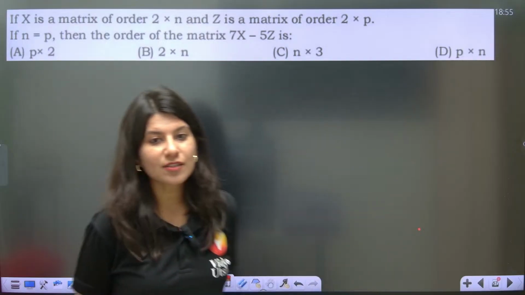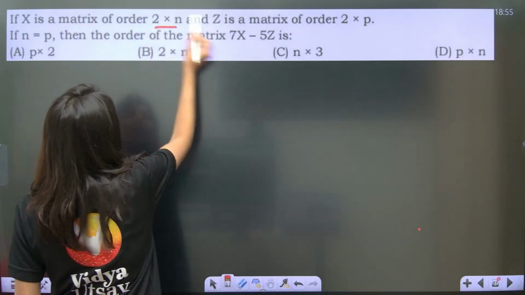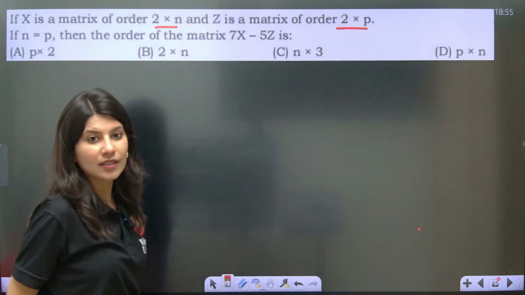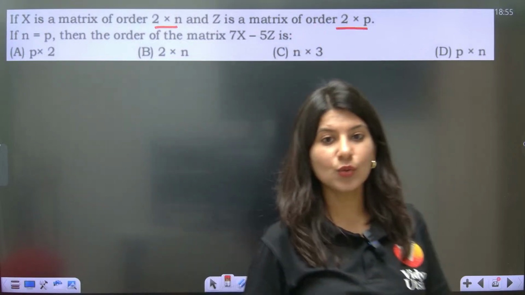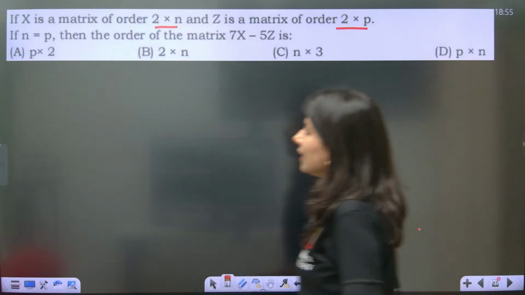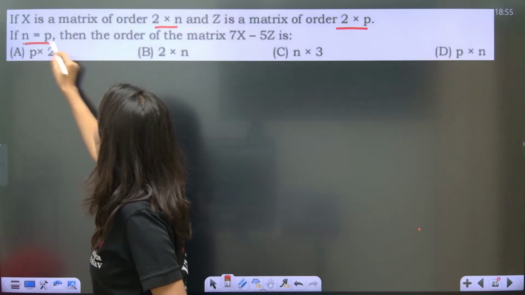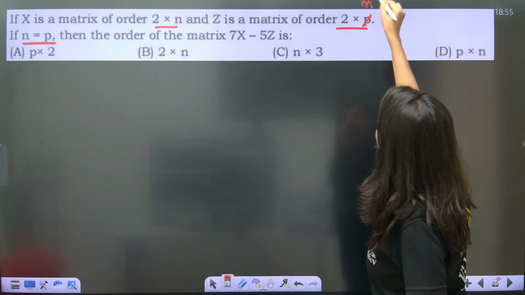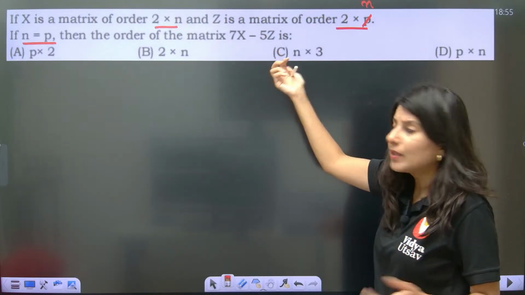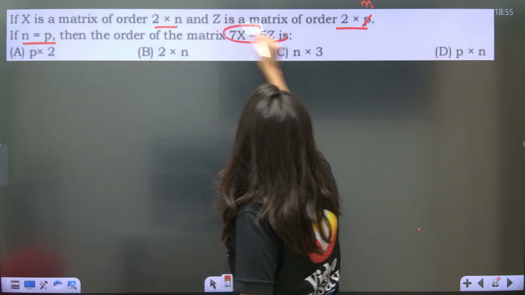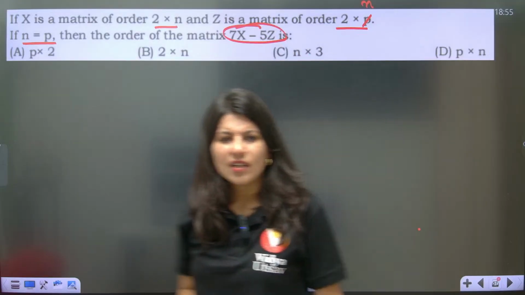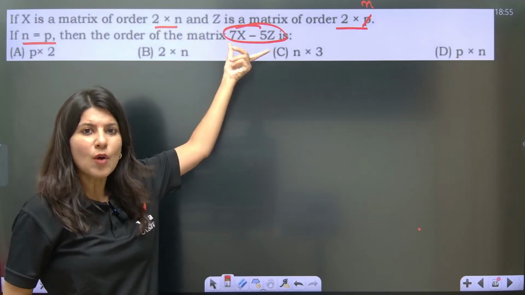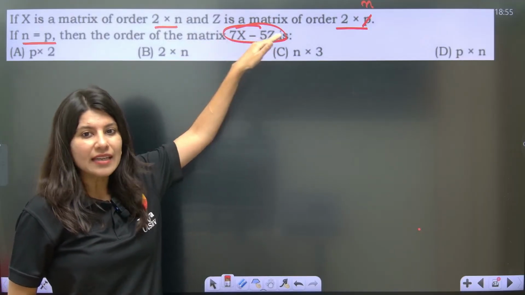X is a matrix of order 2 cross n and Z is a matrix of order 2 cross P. Correct? If n is equal to P, that means this P I can just remove and write it n only, no? P and n are equal. Order of 7X minus 5Z. That means they are talking about 7X and 5Z. It will have the same order as X and Z only.